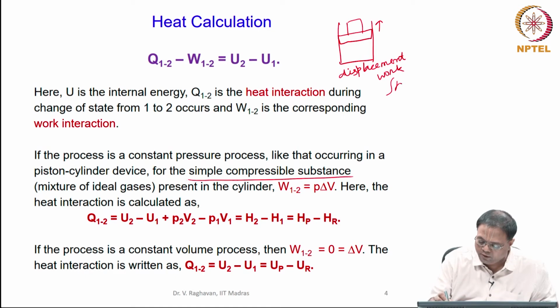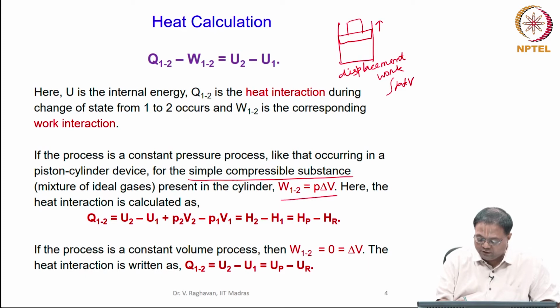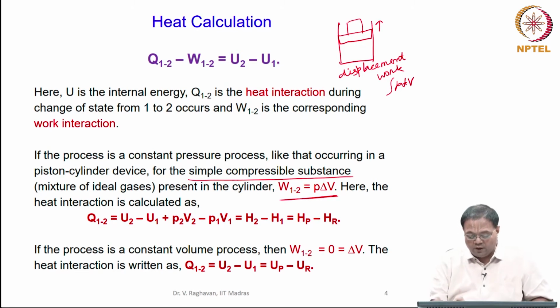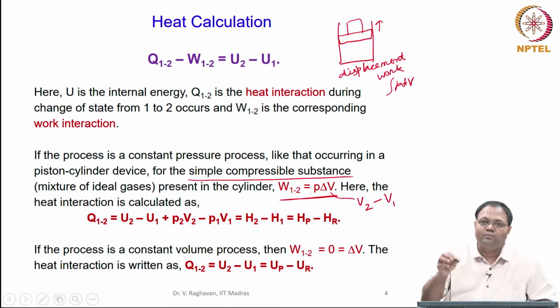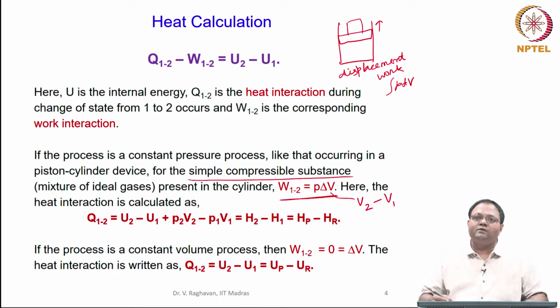So, normally it is given by the integral of P dV. Now, since pressure is a constant, we can write the displacement work involved in a constant pressure process, like a piston cylinder device, as P times delta V. Delta V is the change in volume, V2 minus V1. The piston goes up from a volume of V1, and the gases now occupy the second state, volume V2. Pressure is constant.